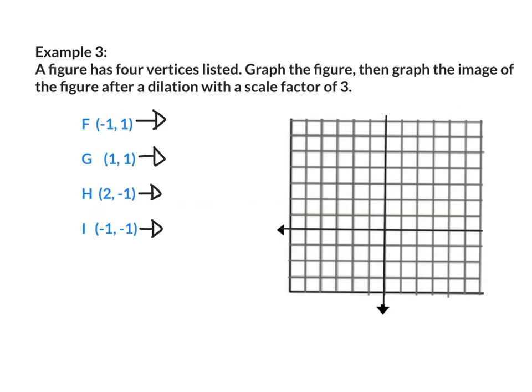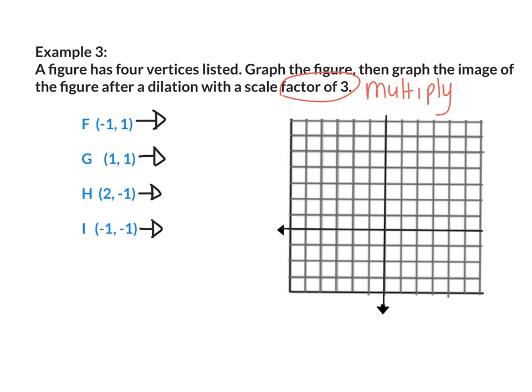Example number 3. A figure has 4 vertices listed. Graph the figure, then graph the image of the figure after a dilation with a scale factor of 3. Since they told me it's a scale factor of 3, that means I'm going to multiply by 3. But first, I'm going to go ahead and graph my image.